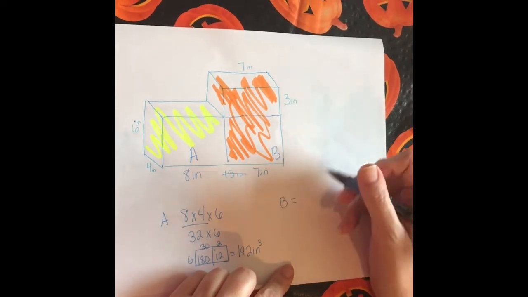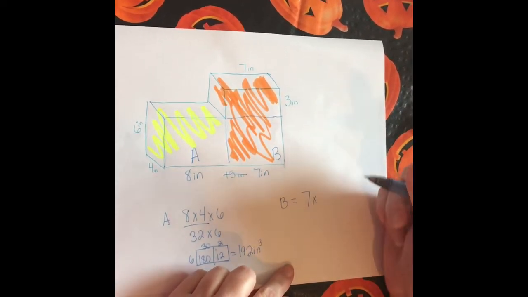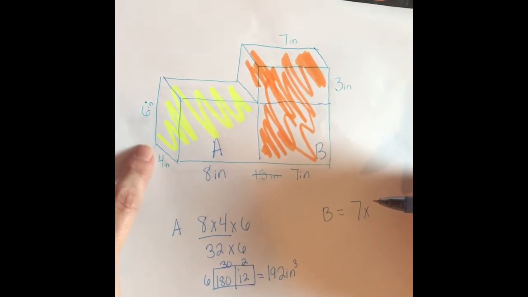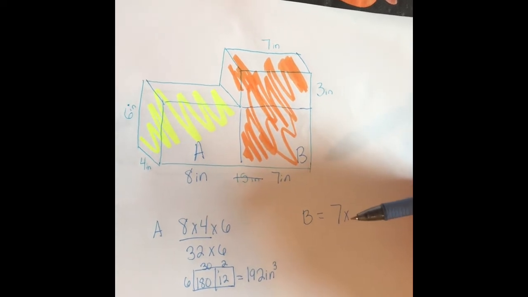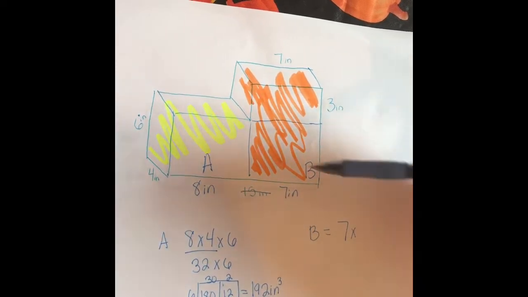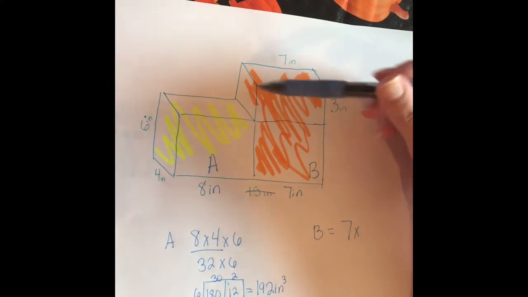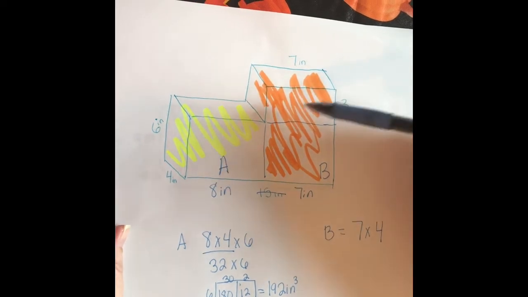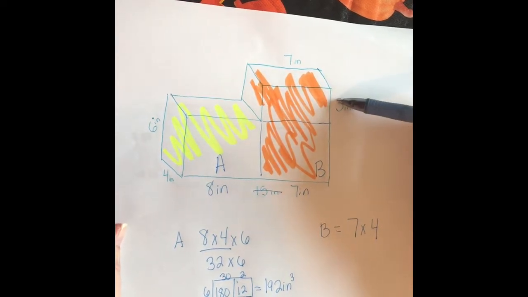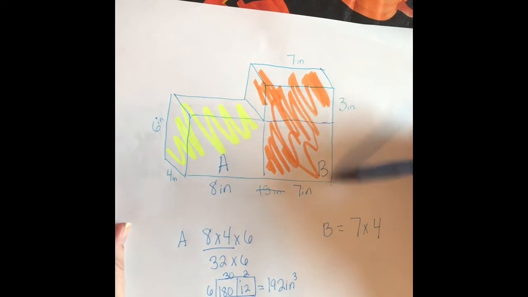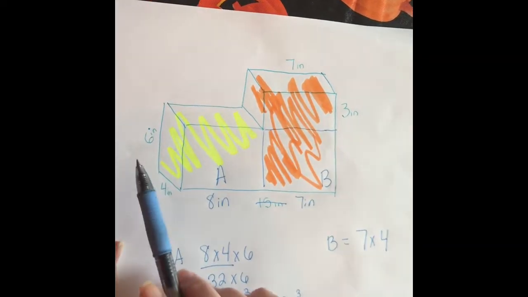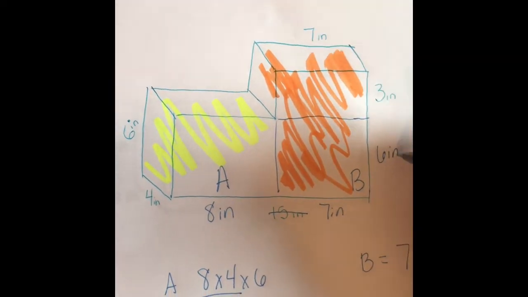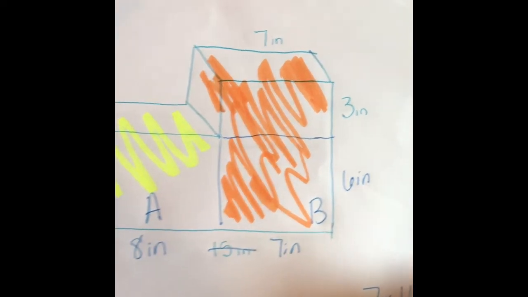Prism B has a length of 7, and then for the width, if you'll notice, it's not labeled, but on Prism A it has a width of 4. So it's going to actually be the same distance back in Prism A and Prism B. So 4 is going to be our width. And then our height, we see that this portion right here is 3, but we need all the way down for the height of Prism B. So we notice over here it's 6 inches. So we can put the 6 inches plus the 3 inches to get our height of 9 inches.